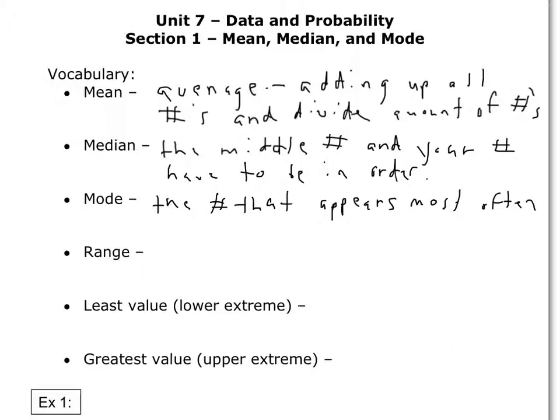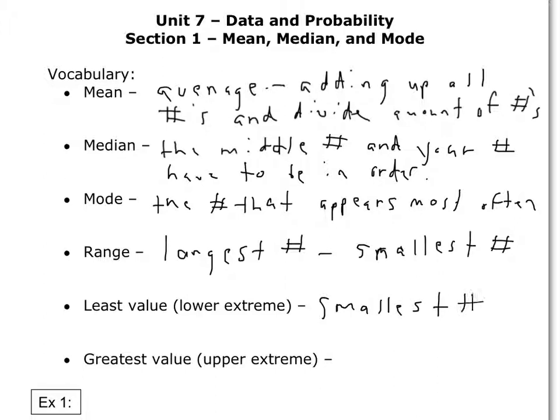Okay, so your range is the largest number minus the smallest number. Your largest number minus your smallest number. All right, your last couple, your least value or your lower extreme is always going to be your smallest number. And your greatest value is going to be your largest number.